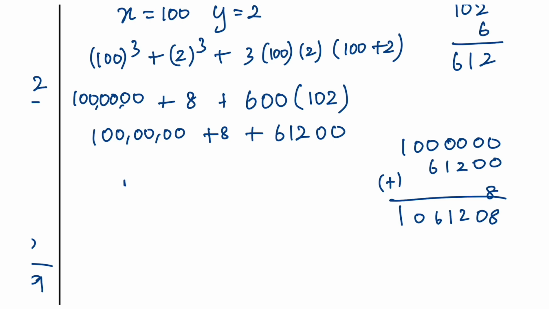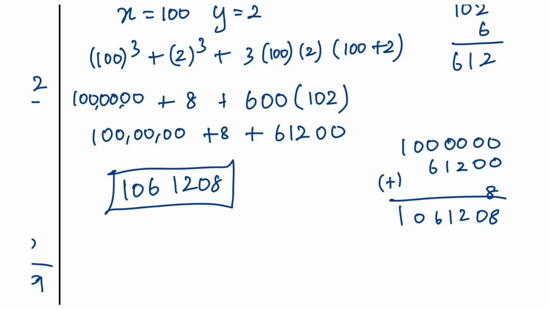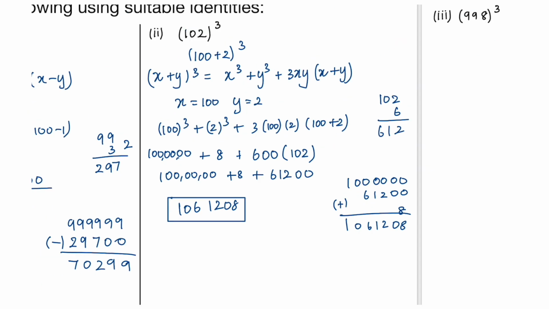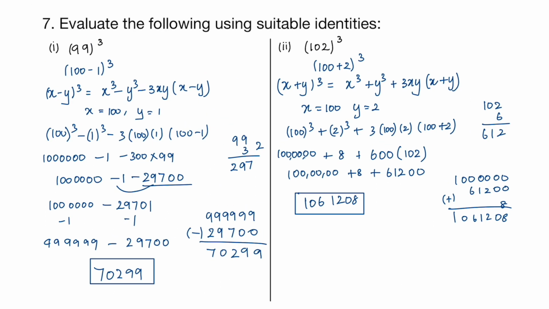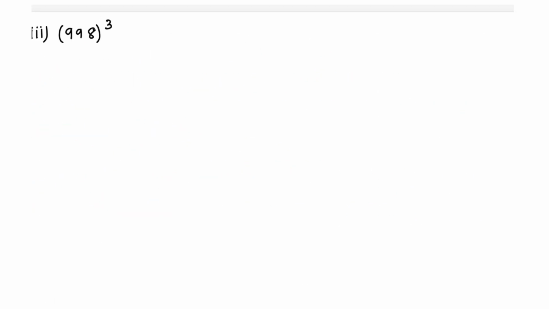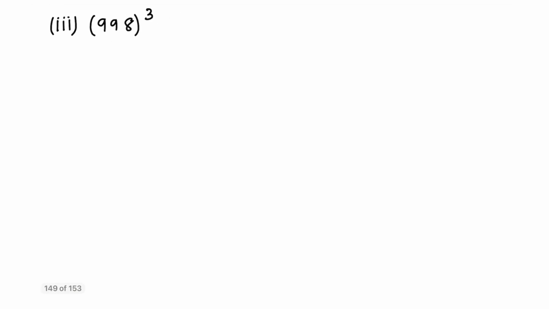Okay, so this is the answer, 1061208. Right, quite a big number. And that is 102 the whole cube. You have just split it and written it, and you have used the identity. Moving on to the last subdivision of this question, 998 the whole cube.